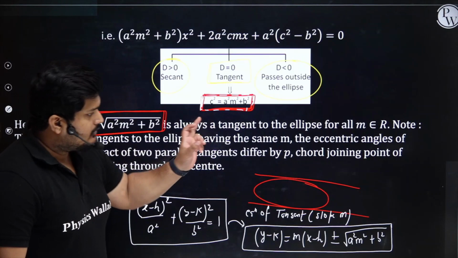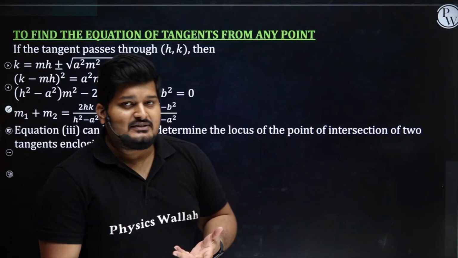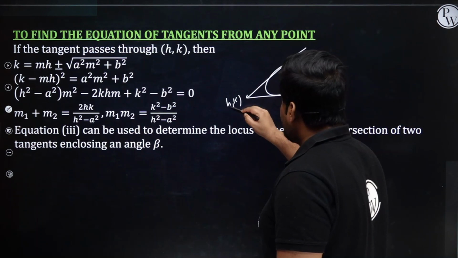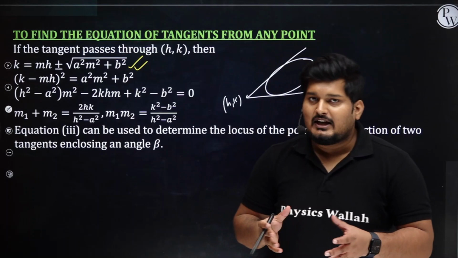And from an external point, we can draw two tangents. So how to write the tangent from a given external point? What do you do? You write the equation of tangent in slope form, and let it pass through h comma k. That is being done here. So we have basically written the equation of tangent in slope form, and then we are letting it pass through h comma k.